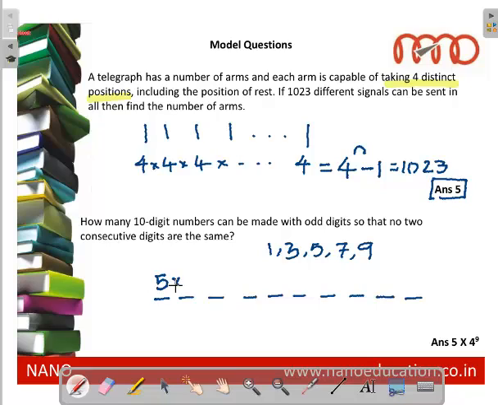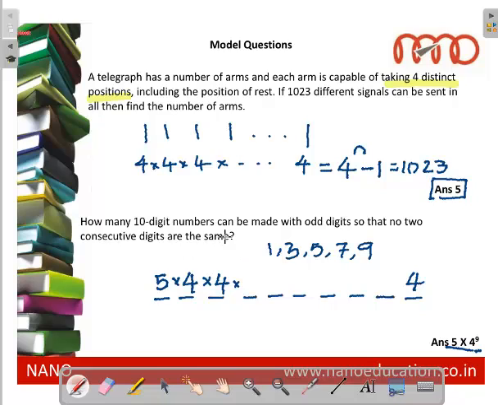For second place, you cannot use the digit which is already used in the first place. So you can fill second place in only 4 ways. And for third place, you cannot use the digit which is used for second place. No 2 consecutive digits have to be same. So this place again you can fill in 4 ways. If you continue the process, every other digit can be filled in 4 ways. So our answer should be 5 into 4 power 9.